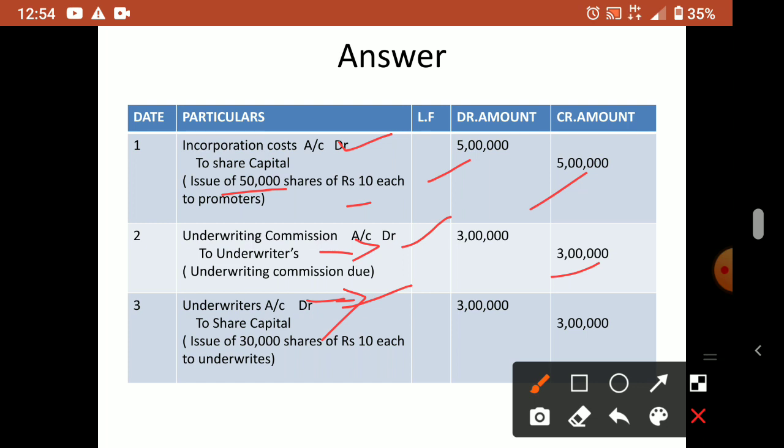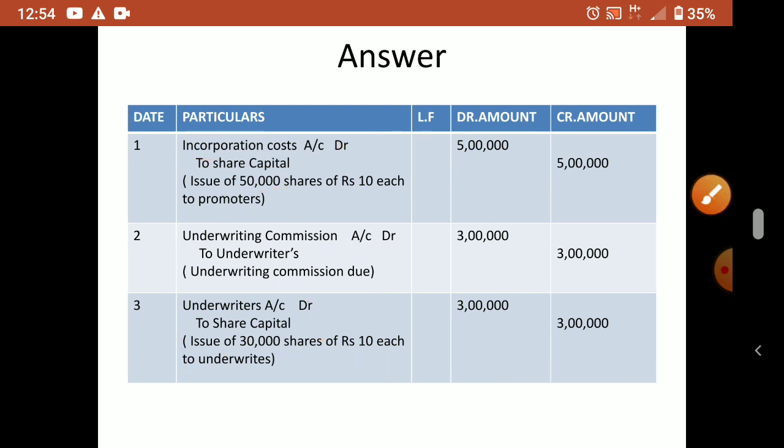So underwriters account debtor to share capital. How many shares issued? 30,000 into 10. So very simple it is. Clear, no? So instead of promoters you have to write what? Incorporation cost. Underwriting commission first due, then share issued. Okay, so that is for shares issued to promoters or underwriters.